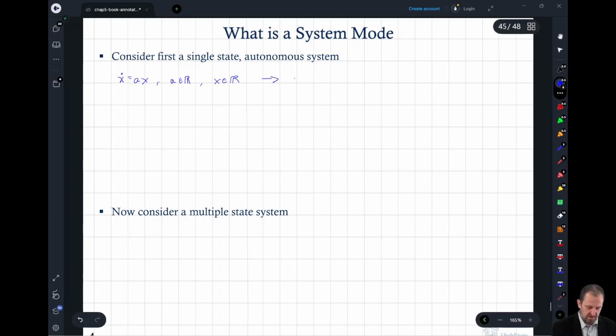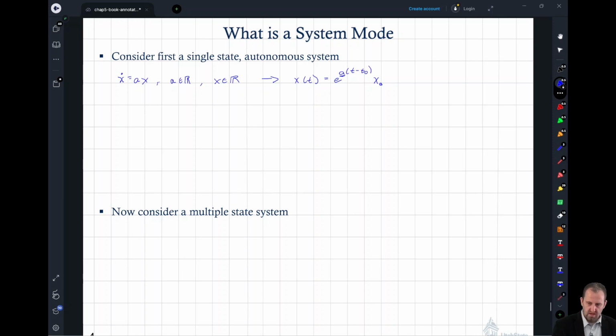We can immediately write the solution over time: x of t is going to be equal to e to the a (t minus t naught) times x naught. So wherever we start, we're going to multiply it by the exponential. Now we can see where this a pops up. The a ends up helping us know exactly how our system's going to behave over time.